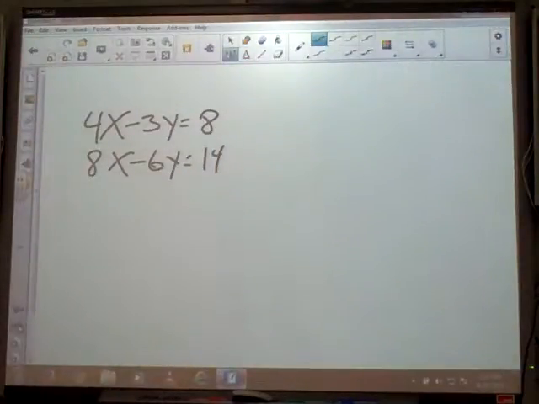Alright, we got 4x minus 3y is 8. Then we got 8x minus 6y is 14. Alright, so we're thinking eliminate. Do we want to make our x's be 8s, our y's be 6s?